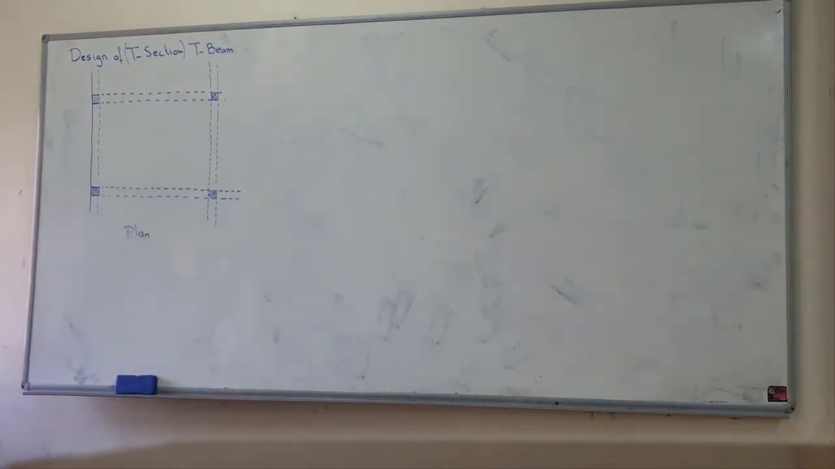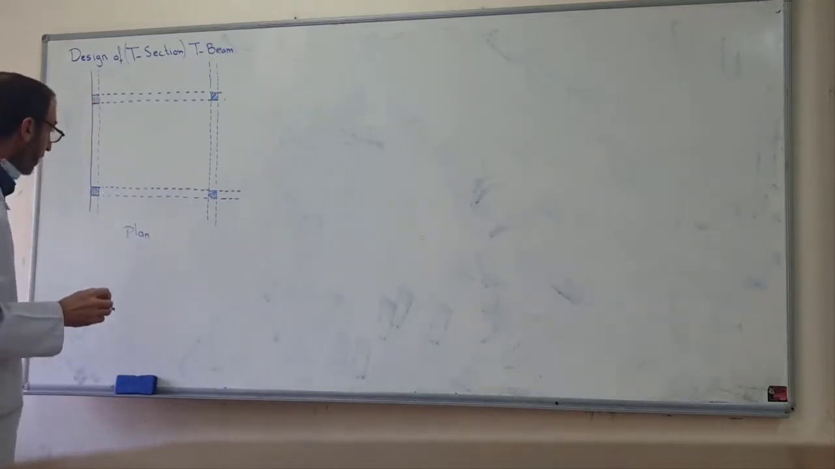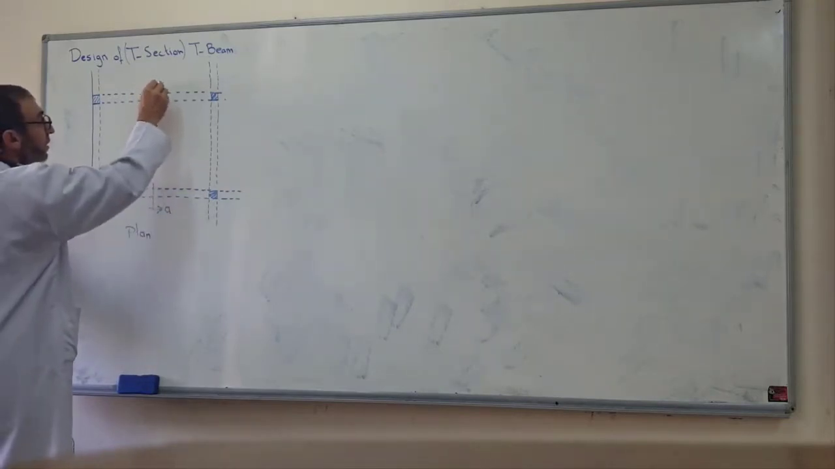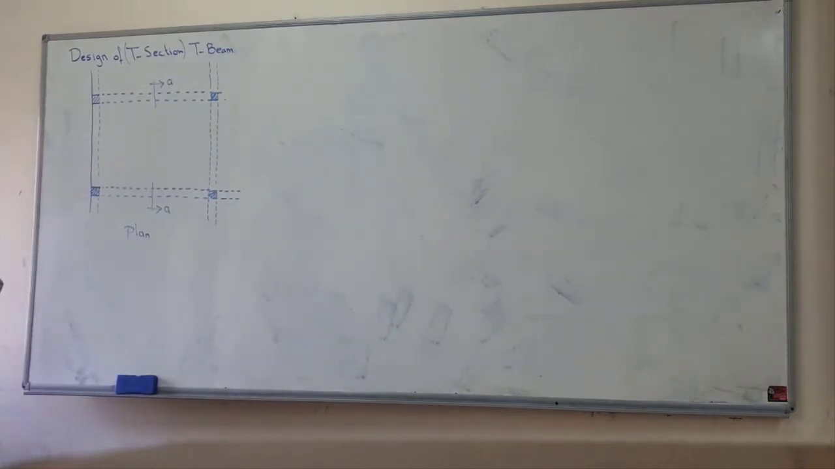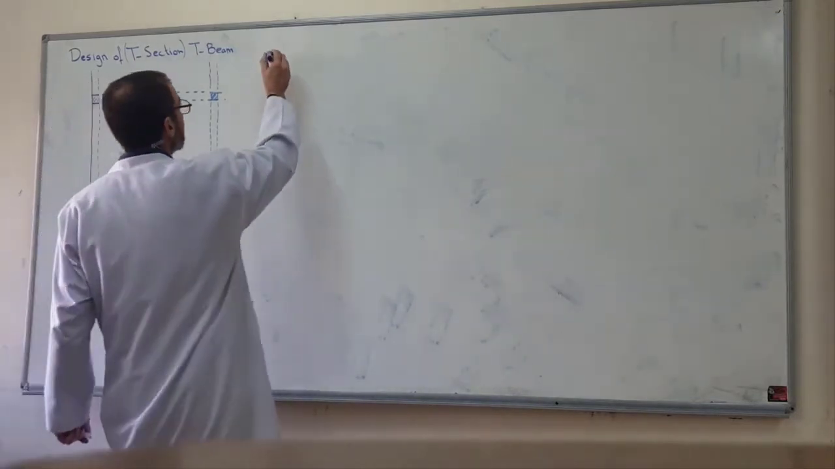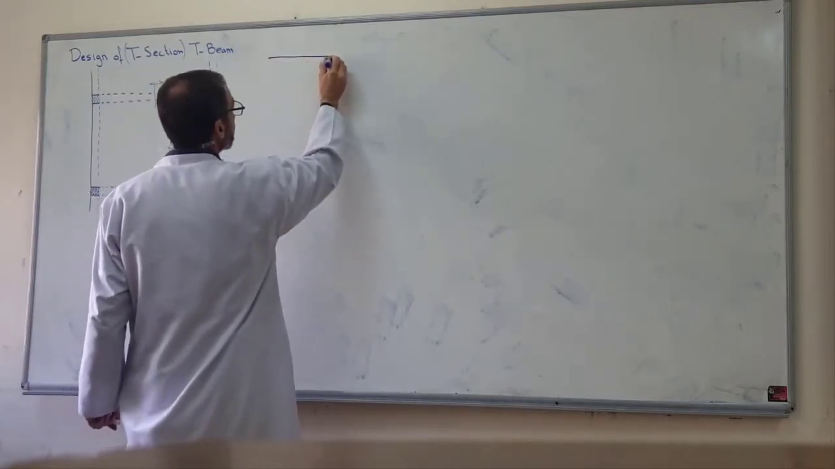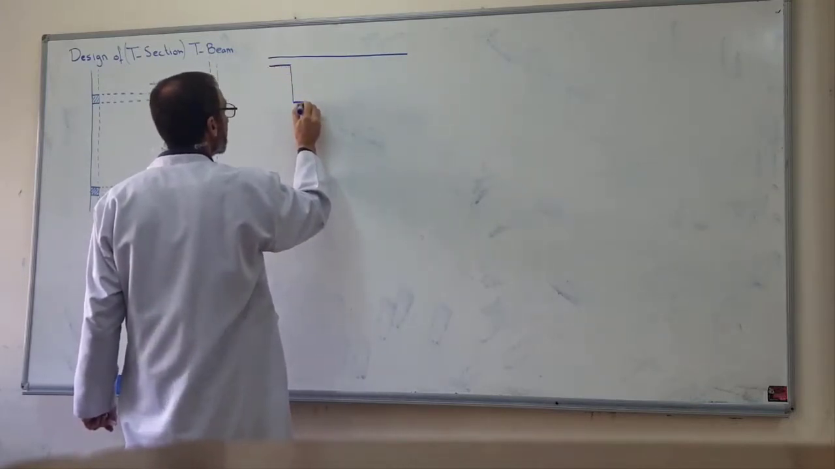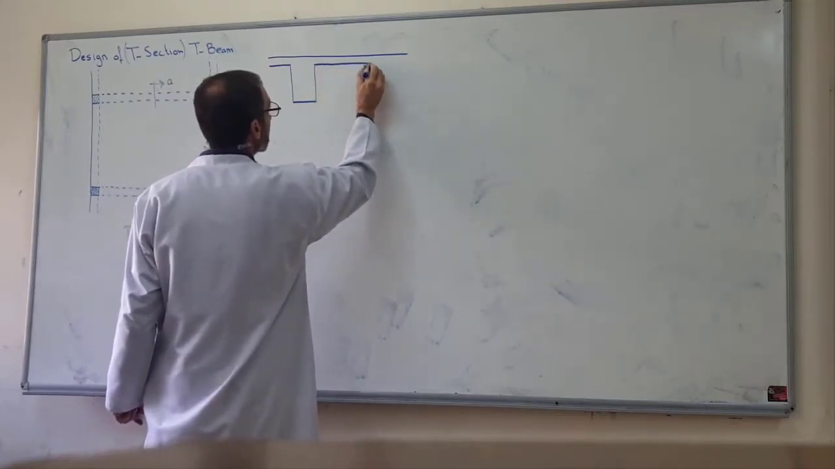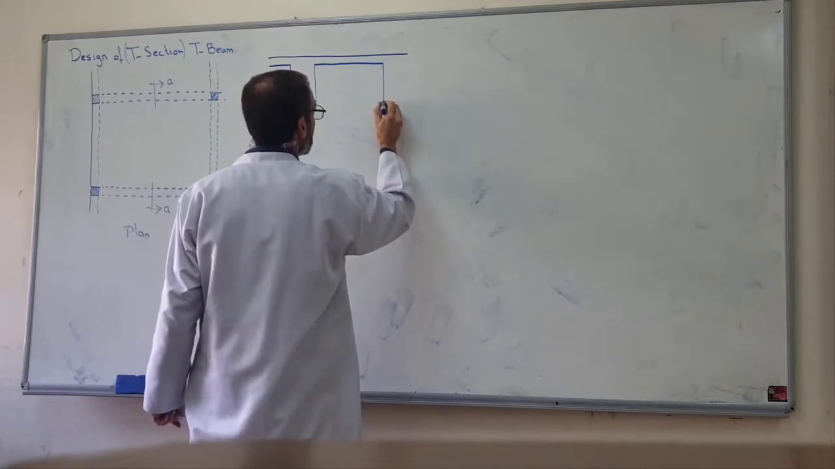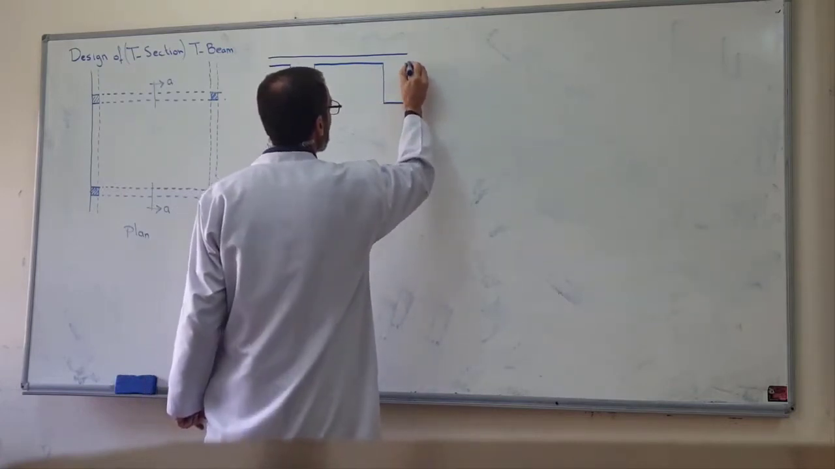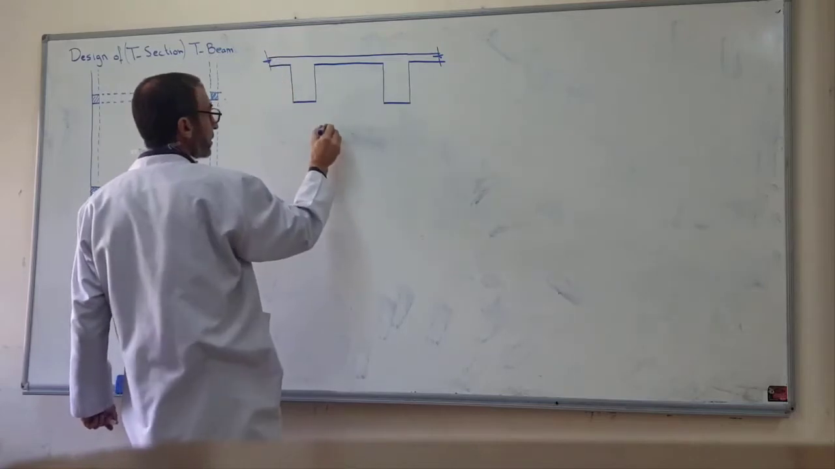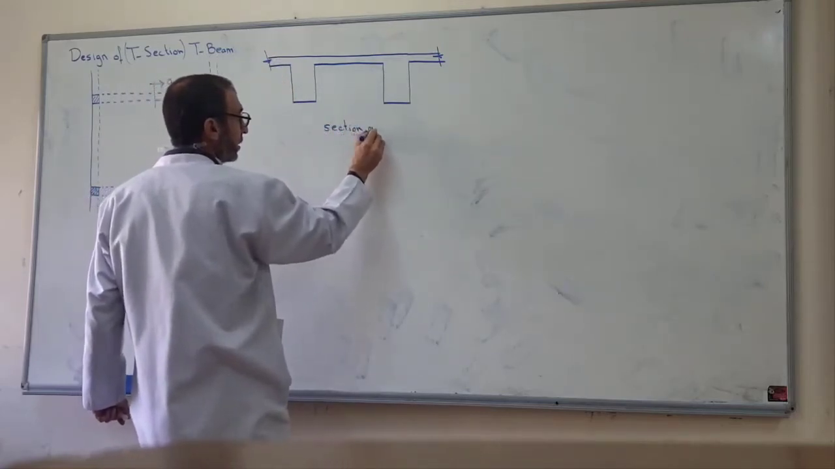Now I try to draw this section. This is what we call section A. I try to draw section AA. Section AA here. This is section AA.